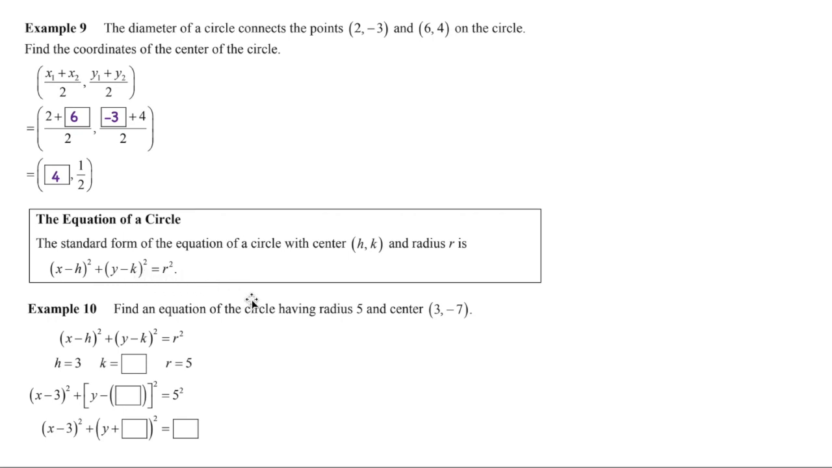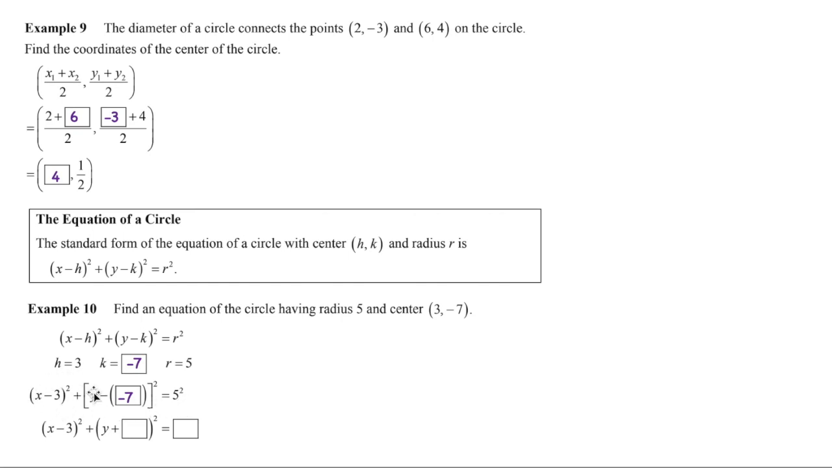So it's asking us to find the equation of the circle if we have a radius of 5 and a center of 3, negative 7. So my h value is my 3. My k value is my negative 7, and my r value, it tells us our radius is 5. Now we need to simply substitute into the standard form of the equation. X minus our h value, y minus our k value, each piece is squared and added together, is equal to our radius squared. At this point, we just need to simplify.